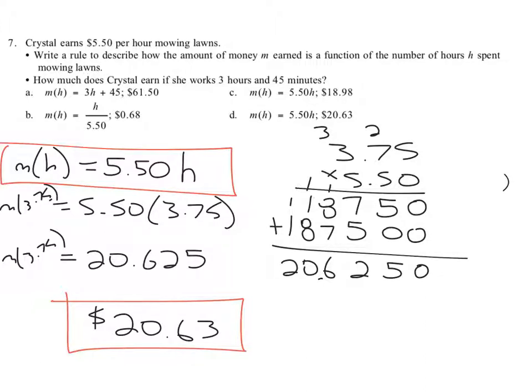That seems like a long problem. I know that it's long, but it was worth going over because there's some big concepts in there that you need to know how to do. I suggest you watch that more than once. Anyway, where's our answer? Well, our answer is D. M of H is 5.50 times H, and the total amount that she earned is $20.63. So, good luck. I hope that that was helpful. I know it was long, but it had a lot in there.